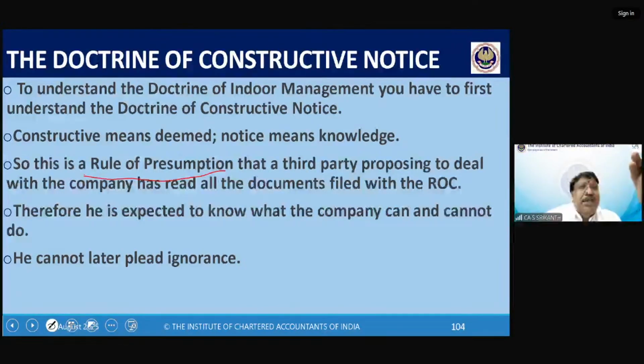Because constructive means deemed, and notice means knowledge. So the doctrine of constructive notice means deemed knowledge. That person is deemed to have knowledge, even if he doesn't actually have it. That's why it's deemed. If it is not there also, it is presumed that you have it. The word deemed is very, very powerful. If you see it anywhere in the law, immediately become alert.